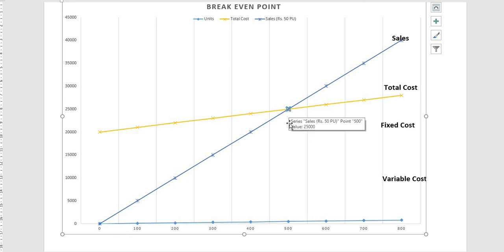At the break-even point the quantity is 500 units, and at the break-even point the amount of sales is rupees 25,000. So by using this break-even chart we can calculate both the break-even units as well as the break-even sales volume. I hope you understood. Thank you.